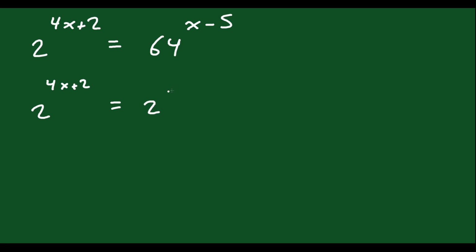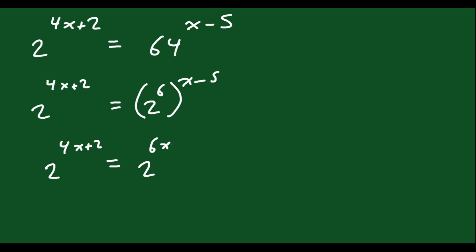So 2 to the exponent, what gives you 64? Well, 2 to the 6. So I'm replacing 64 with 2 to the 6, and then you still have your x minus 5. The reason you do that is because now you can write 2 to the 4x plus 2 is equal to 2 to the exponent 6x minus 30. So I'm just multiplying the exponents together.